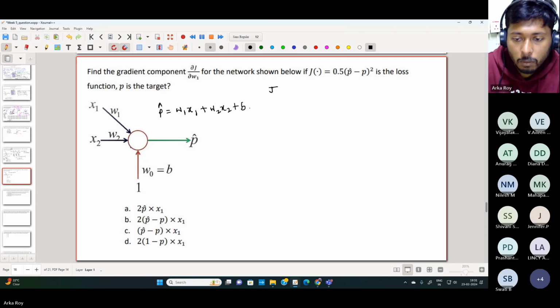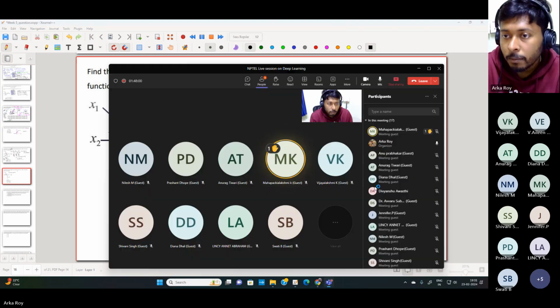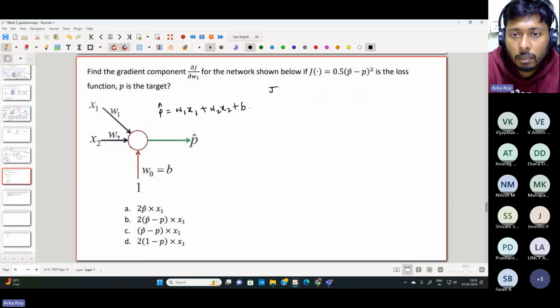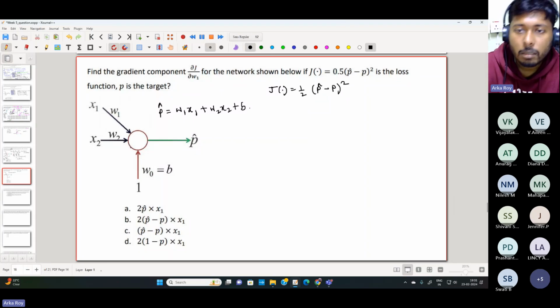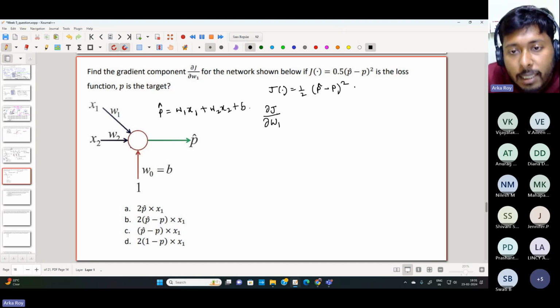Now in the question, you've been given J is half of (e hat minus p) whole square. Now you've been told to find del J by del w1. So now you can see J is a function of p hat, right? Yes, sir. But you cannot directly see any w1 in this particular equation, right? You can see only p hat.